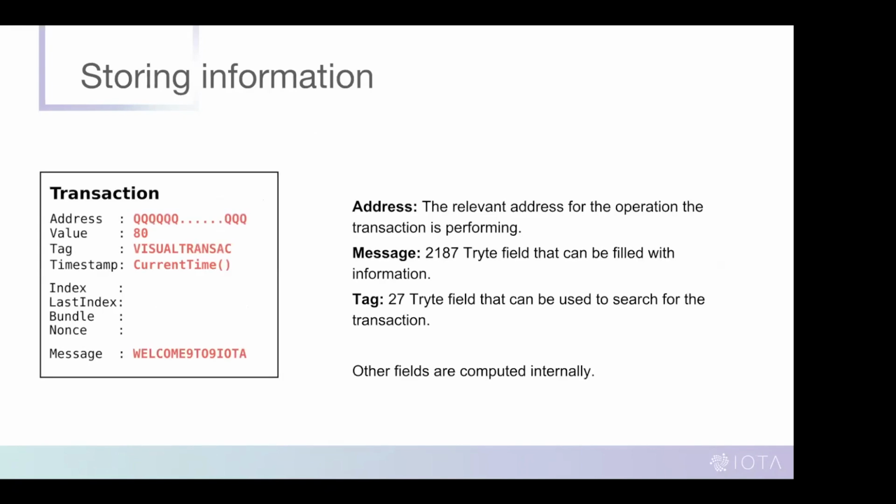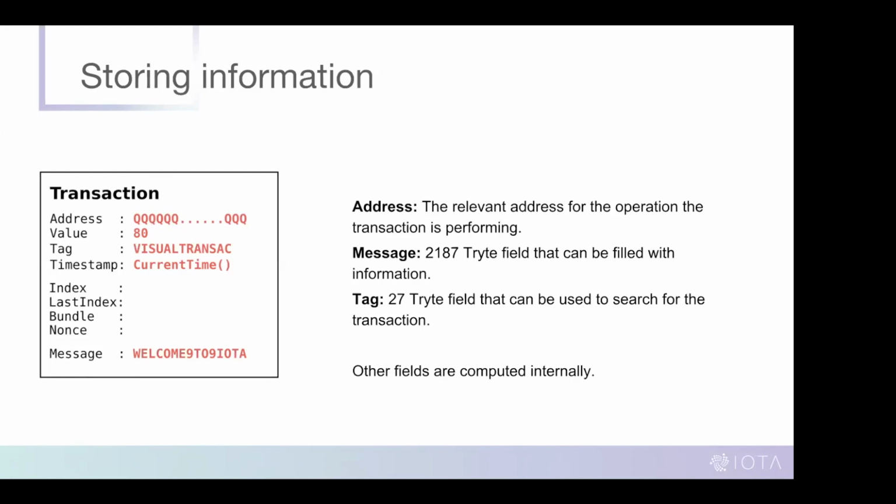So in IOTA, we have a specific kind of structure for the information that is sent to the network. We have an address where you will send the data or the value that you want to send in that transaction. We have a message field which you can either fill with the signature, the cryptographic signature of the wallet or the address that you're sending from, or if you're not sending any value, you can send a message in that.